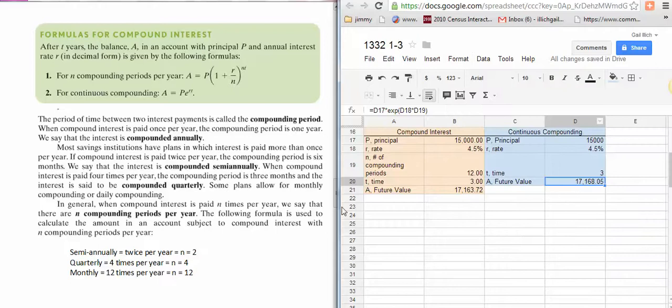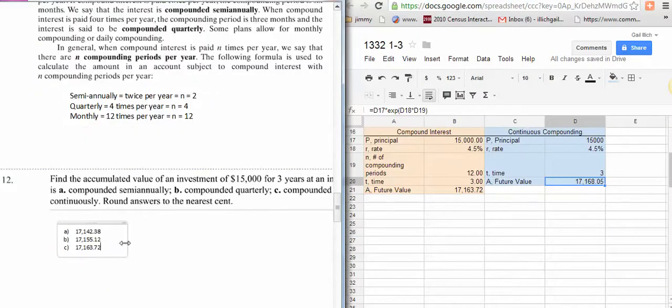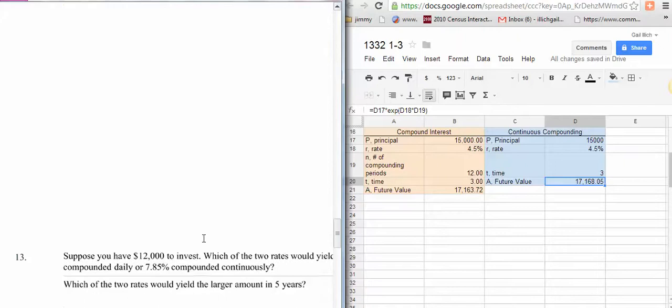Okay, so $17,168.05 is your answer. So just a little bit more money if you compound continuously. Okay, so now let's see, we're just going to practice with some more problems.